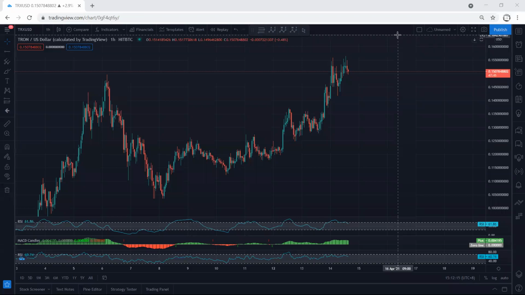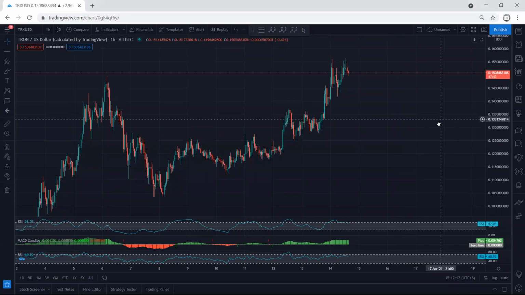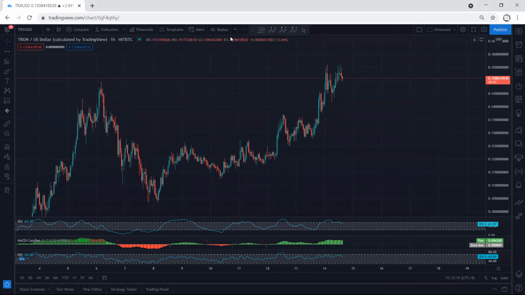TRX, we start with the 1 hour chart. If you refer to our analysis in my last video, we have been looking for buy since the price was within this correction. And the last one, we have been looking for buy from here, and we expected the price to break the previous top. As we can see, the price broke.